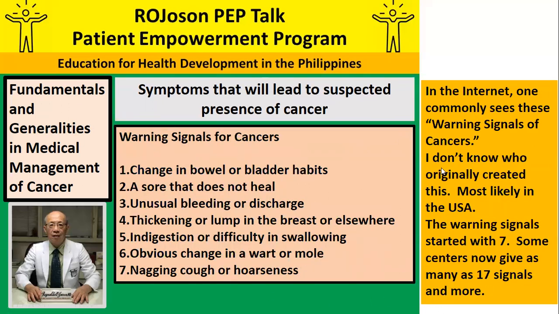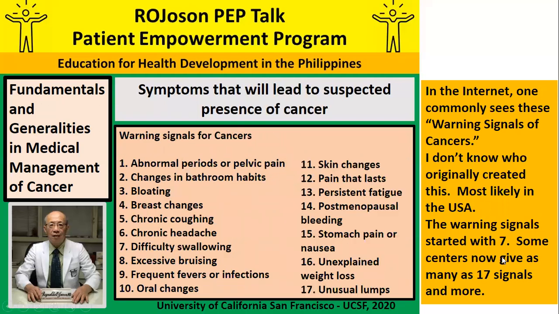On the internet, one commonly sees these warning signals of cancer. I don't know who originally created this, most likely in the USA. The warning signals started with 7. Some centers now give as many as 17 signals and even more. So this is an example of warning signals for cancer from the University of California, San Francisco, with 17 warning signals.